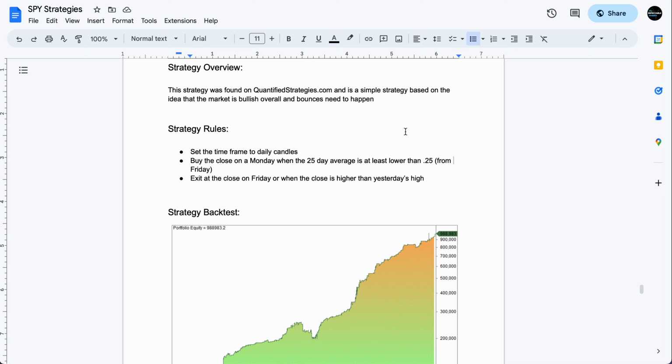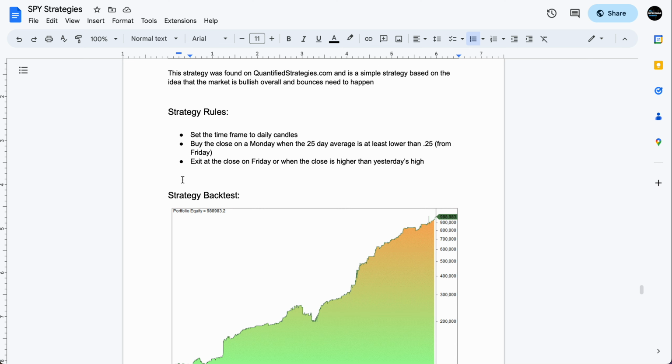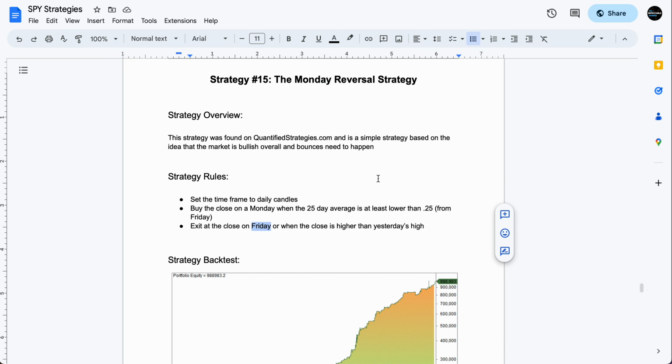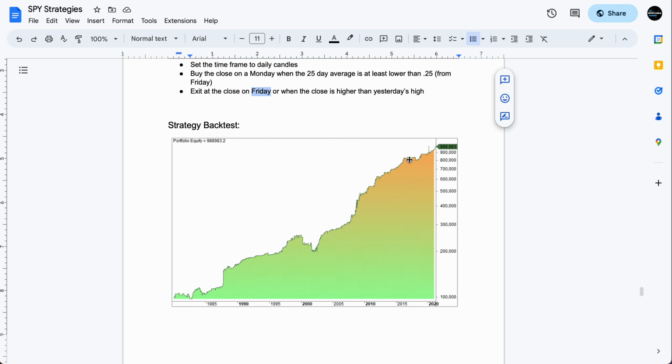Now let's say you're in this trade. How do you exit? You exit at the close on Friday or when the close is higher than yesterday's high. So you have a take profit, where the close is higher than yesterday's high, or you have a time stop, by the end of the week. If it's still in the trade, then you exit on Friday. So this is the Monday reversal strategy. It's a very powerful strategy. It does not present itself every week, but when it does, you want to make sure you are aware of it.